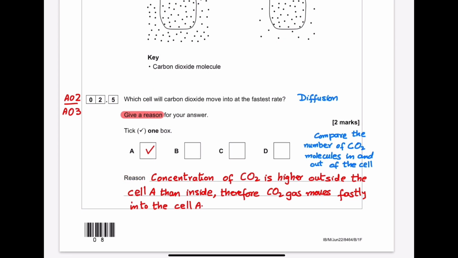The student needs to give the reason. The concentration of carbon dioxide is higher outside cell A than inside. Therefore, the carbon dioxide gas moves fastest into cell A.